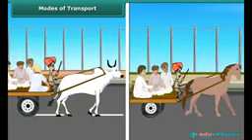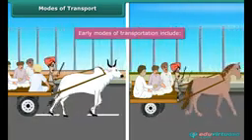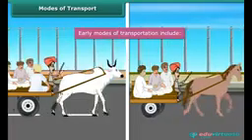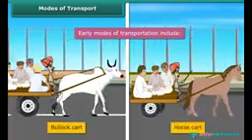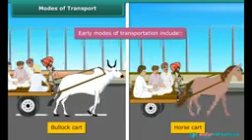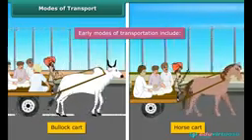Modes of transport. Have you wondered how people traveled in the earlier days? In the early days, people always used animals to travel from one place to another. For example, bullock cart, horse cart, etc. Can you imagine using a bullock cart to come to school every day now?